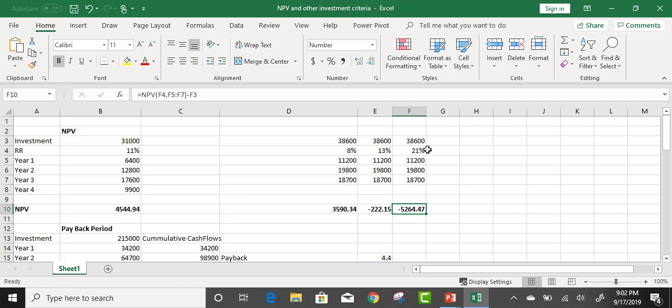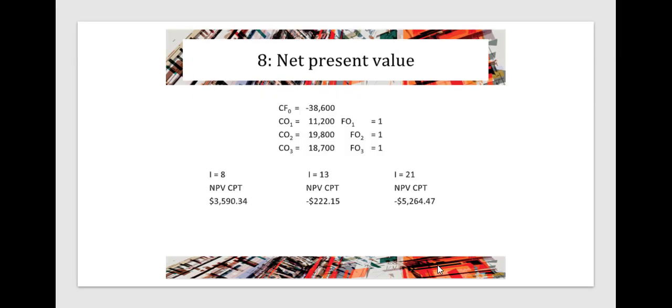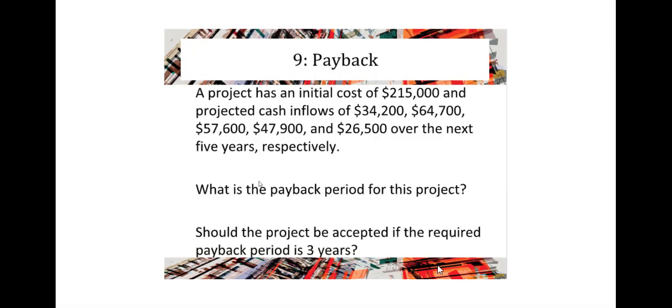So the project will increase the wealth by $3,590 at an 8% rate of return, so it should be accepted. The slide shows how to use the financial calculator to get the NPV values.